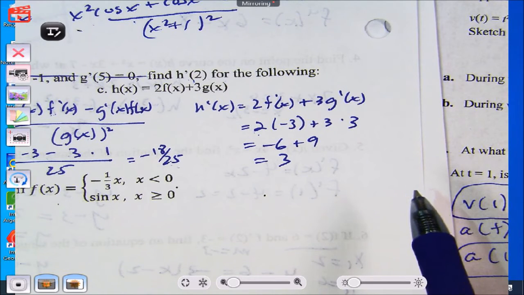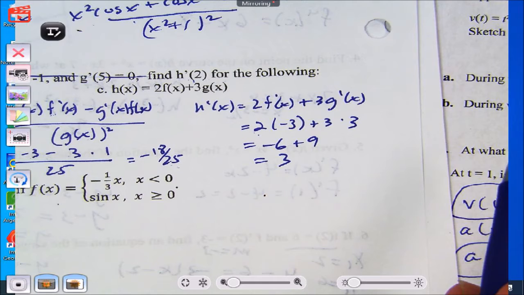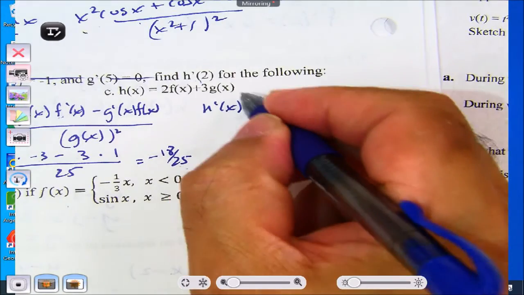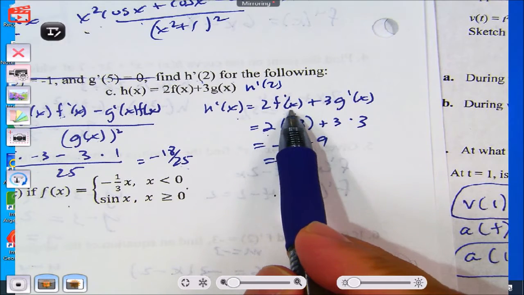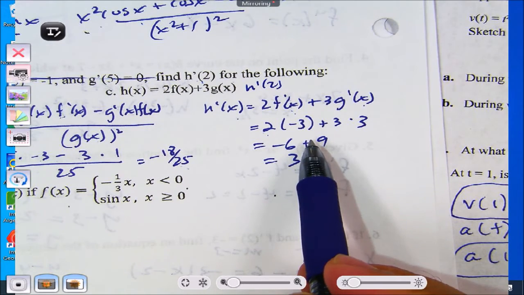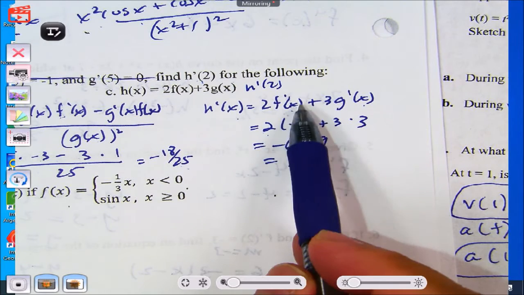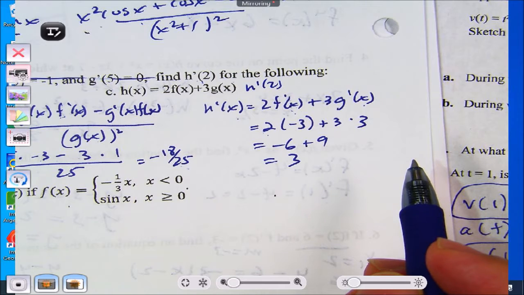How do you know when to use f derivative of 2 equals negative 3, and how do you know when to use f derivative of 5 equals negative 1? Because this says to find h prime of 2, right? That's in the directions. So for every place there's an x, you put a 2 there. That's why it's f prime of 2 and not f prime of 5, because you're putting 2 where the x is. But is that just extra information?